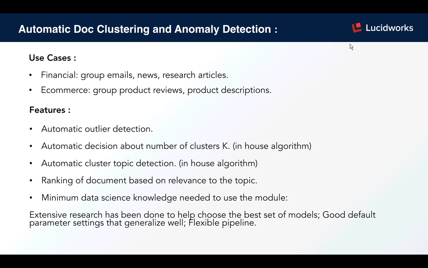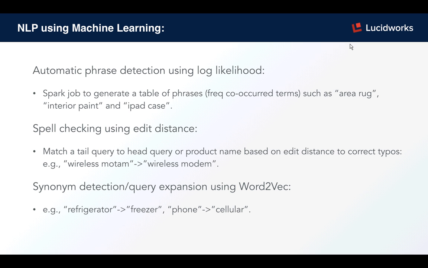Next slide, please. Last but not least, we have the NLP Spark jobs using machine learning. This is what Andrew mentioned in the Query Explorer jobs. For example, we can perform automatic phrase detection using log likelihood, and then some frequently co-occurring terms can be labeled together. For example, ivory rock, interior panes, and Apache are frequently occurring terms. Then if we embed it into search, it can provide better context.